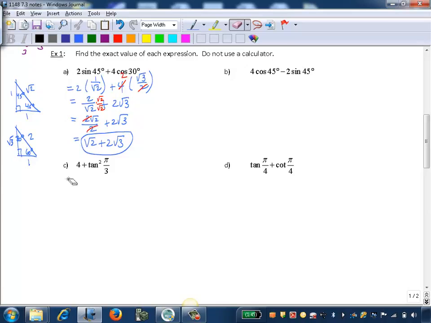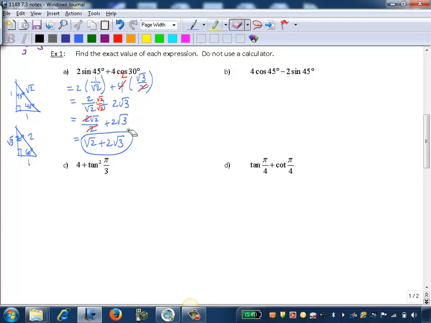Let's jump to part C here. 4 plus tangent squared of pi over 3. Notice the squared is on the tangent. That means that you're going to square the quantity. Once you find tangent of pi over 3, you're going to square it. We're not squaring pi over 3, we're squaring its tangent value. Okay, so pi over 3, we need to be able to recognize that that is in radians. If there's no degrees on it, we assume it's radians.